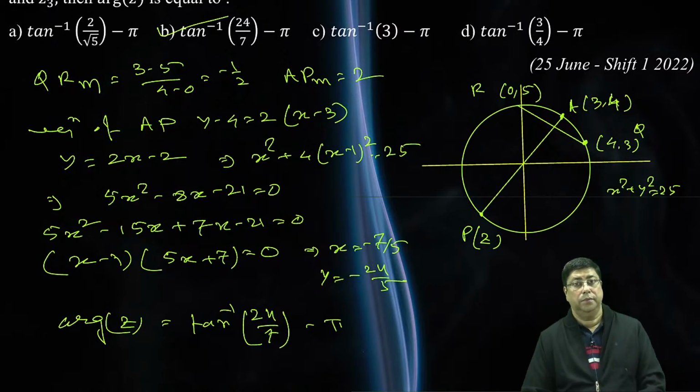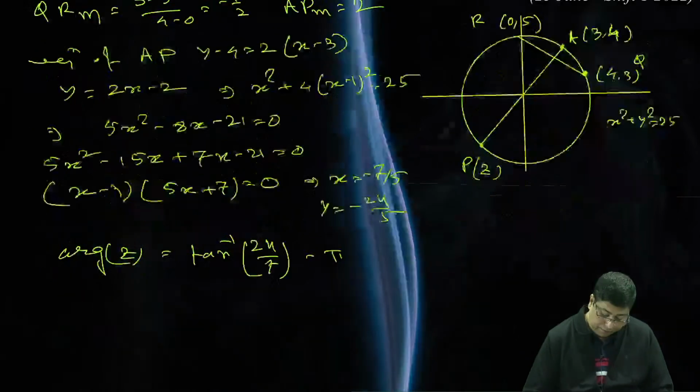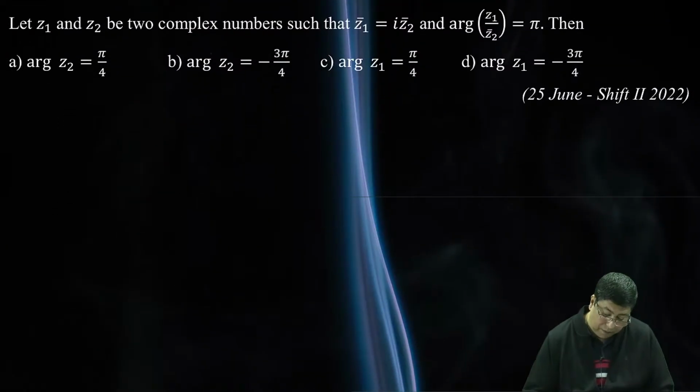Let us do the next sum. Let Z1 and Z2 be two complex numbers where Z1 bar equal to i Z2 bar, and argument of Z1 by Z2 bar equal to pi. Then we have to get the result.